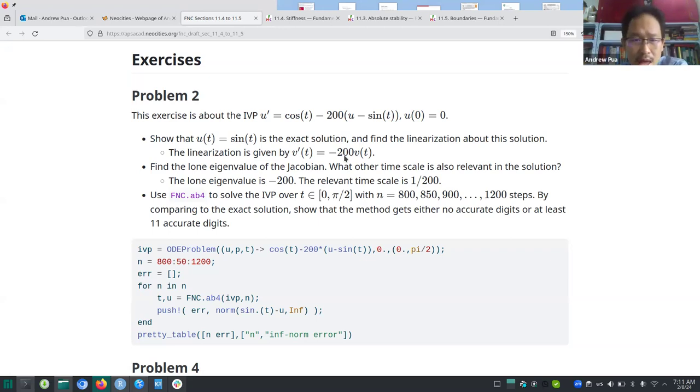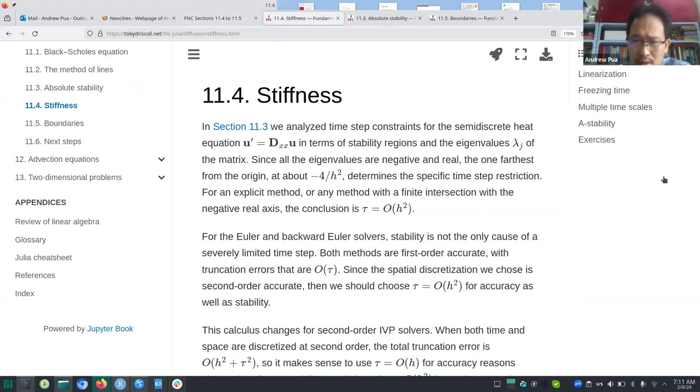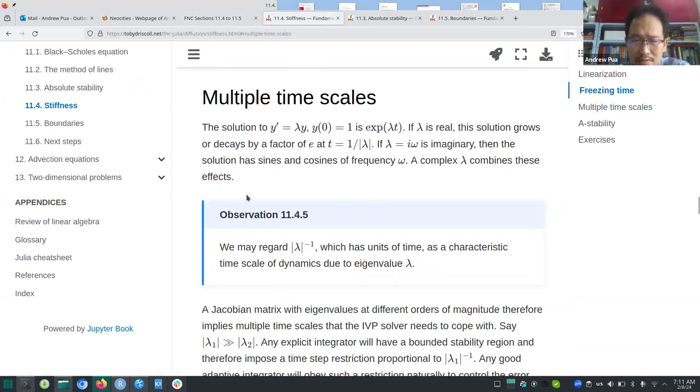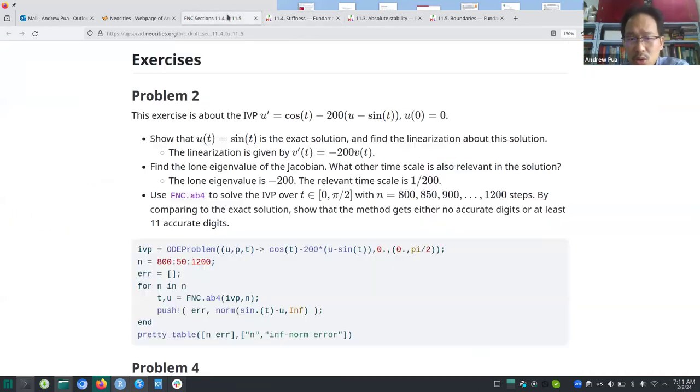And the lone eigenvalue of the Jacobian here is minus 200. And the relevant time scale is 1 over 200. And if you want to know more about these time scales, you have the definition, or the discussion here, where if you have a linear differential equation with a constant coefficient, the time scale is given by 1 divided by the absolute value of the eigenvalue. So here it's going to be 1 over 200. So that's the relevant time scale.